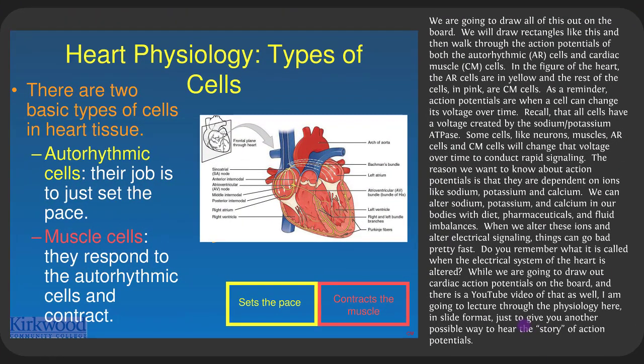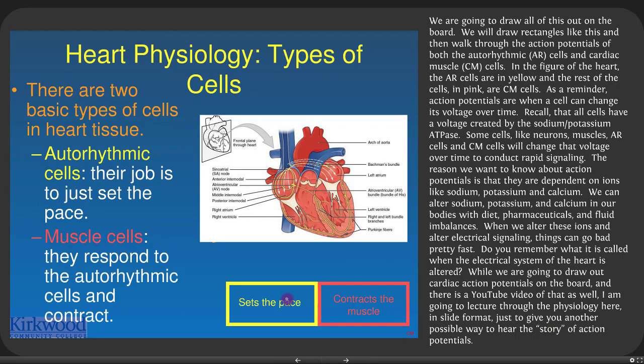I'm going to draw all of this out on the board. We'll draw rectangles like down here, and then walk through the action potentials of both the AR cells and the cardiac muscle cells. In the figure of the heart, the AR cells are in yellow, see those here, and the rest of the cells are in pink. That's why we're coordinating these colors.